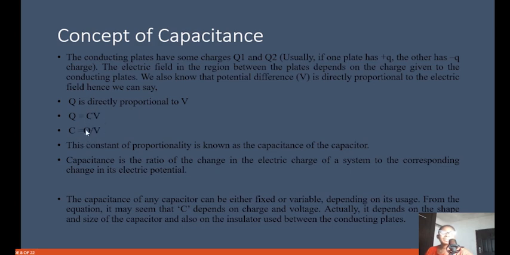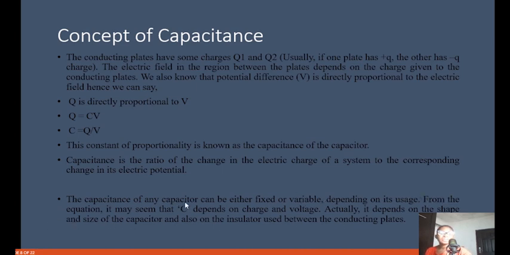You can see it now. Capacitance is the ratio of the change in the electric charge of the system to the corresponding change in its electric potential. The capacitance of any capacitor can be either fixed or variable depending on its usage.